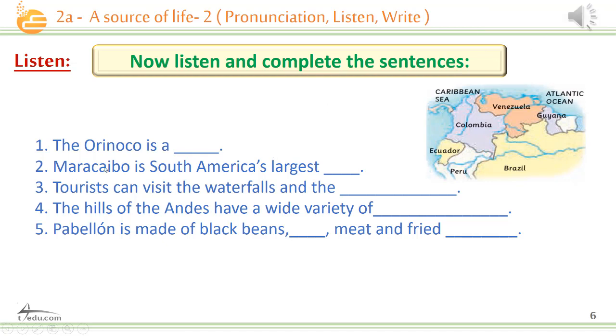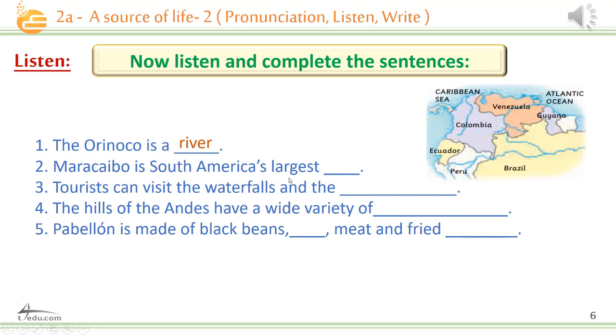Okay, so the Orinoco, what is it? He said it divides the country in two. So what is it? It is a river. Very good. It is a river. Very good. Now, let's see number 2.